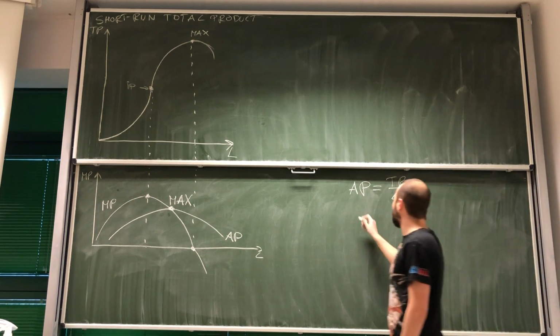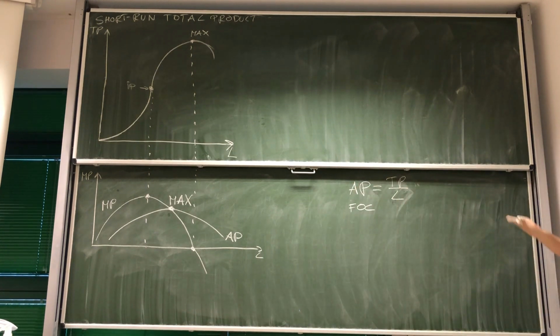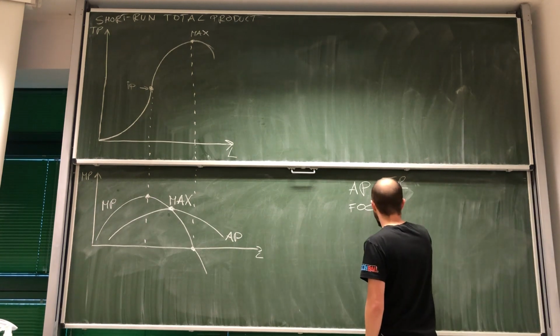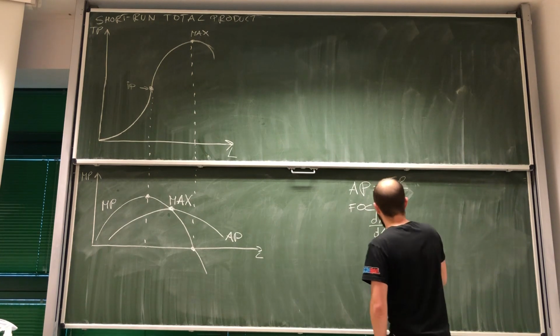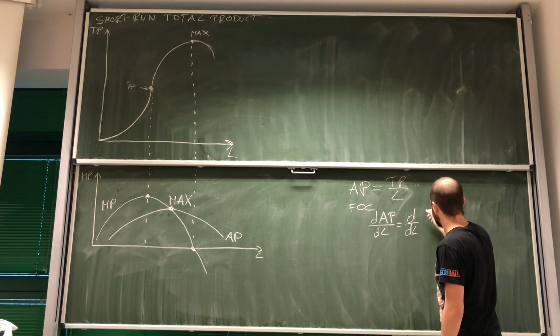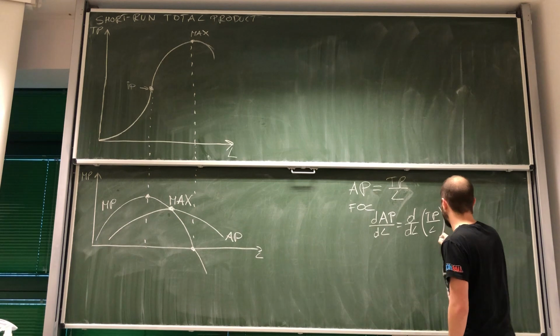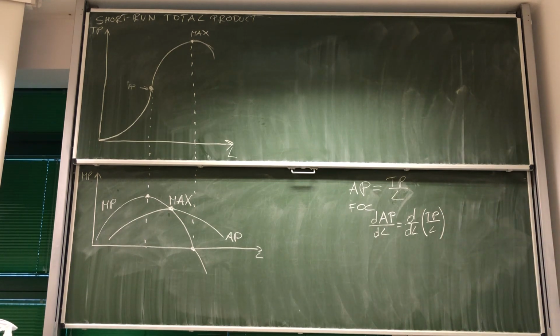Look, let's go to the first order condition. In the first order condition, what I'm going to do here is to differentiate average product, right, with respect to labor. So I'm finding a derivative of total product divided by labor. Now, what rule should we use? Of course, this is a quotient of two functions. We should use the quotient rule.